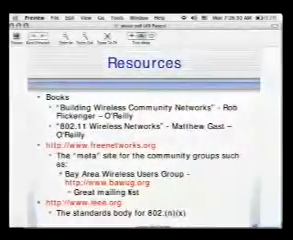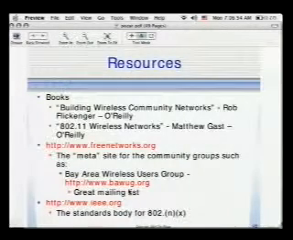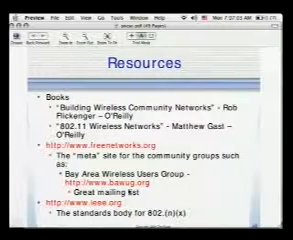Resources you may want to look at. The best one that I've seen out there is Rob Flickenger's book by O'Reilly. It's a really good Building Wireless Community Networks, or ISPs 101. Another one, Matthew Gast has one, which is really a tome. It's about this thick, and it's a good roach killer.